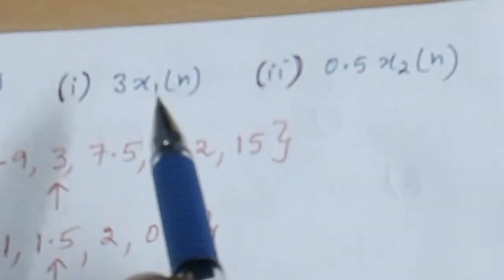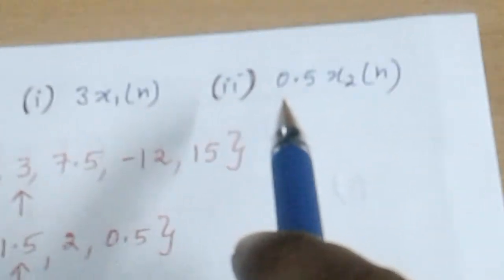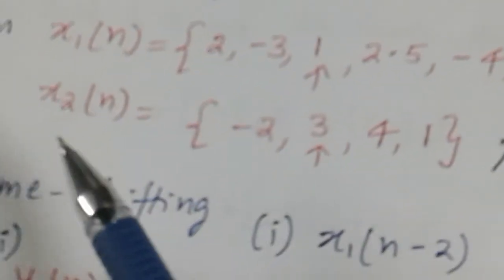Next we will see the third operation, amplitude scaling. Given x1 of n, we have to find 3 x1 of n, and given x2 of n, we have to find 0.5 x2 of n. With x1 of n, we have to multiply each amplitude by 3. And for x2 of n, we have to multiply each amplitude by 0.5. Therefore 3 into 2 is 6, 3 into minus 3 is minus 9, like that it goes, and we get the answer for 3 x1 of n.